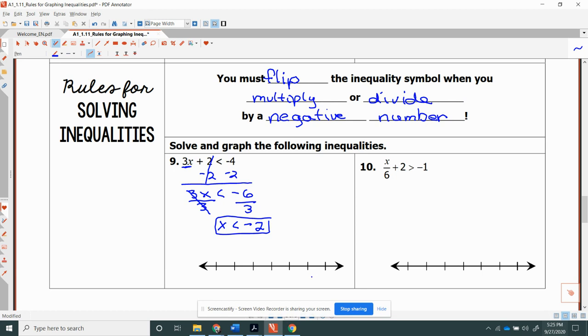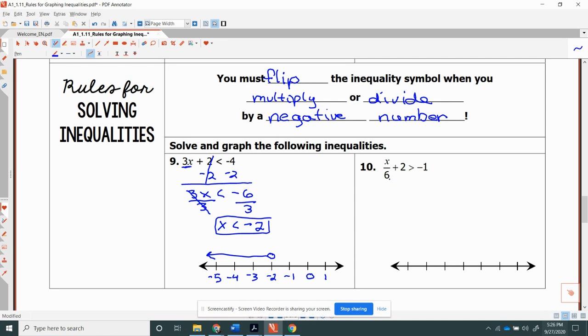So let's graph this. We'll make this a 0, 1, and here's our negative 1, negative 2, negative 3, negative 4, negative 5. Okay, we're going to have an open circle above the negative 2, and our graph will extend to the left.